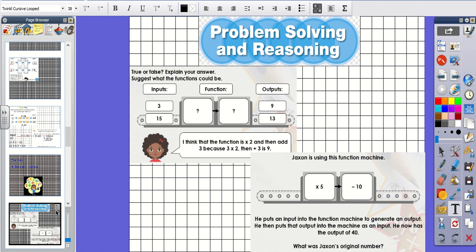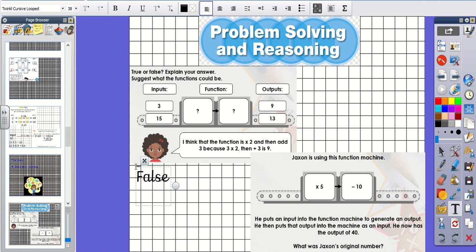Okay then, so problem solving and reasoning, still looking at two-step function machines. So this one here says true or false, explain your answer. Suggest what the functions could be. I think that the function is times 2 and then add 3, because 3 times 2, then add 3 equals 9. So 3 times 2 is 6, add 3 equals 9. Yep, that works. But does it work for this 15? 15 times 2 would be 30. 30 add 3 would be 33, and we've got 13. So that can't be true, so that's false.